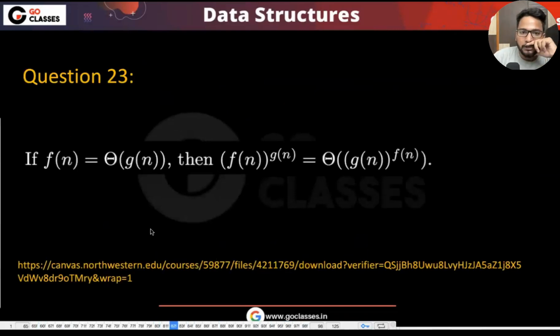If both are equal, then f(n) power g(n). Can you give me the counter example here? Both are equal, almost equal, right? Then here also they are equal. So these are the normal questions. Now tell me the counter example.